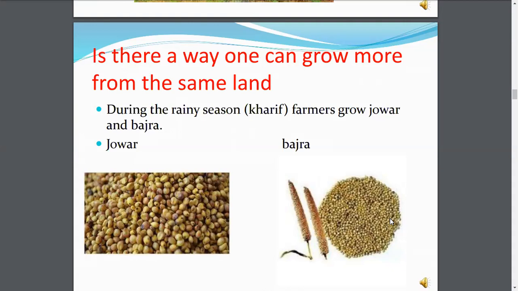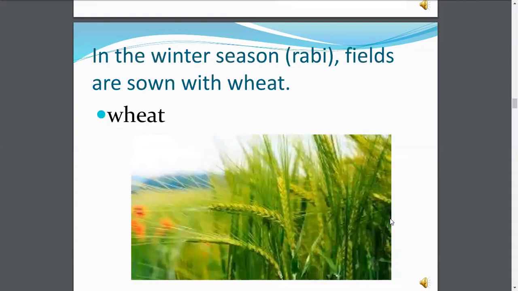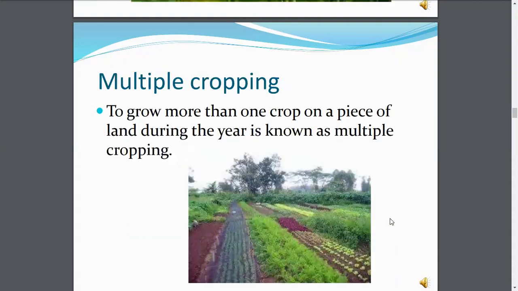It's not that for the whole life we will be only producing jowar in that field. No. That's why the question: is there a way one can grow more from the same land? Yes, of course. We can grow jowar, bajra, wheat, sugarcane, anything. That depends upon the farmer, and it depends season wise. Season to season, they can change whatever crops they want to grow.